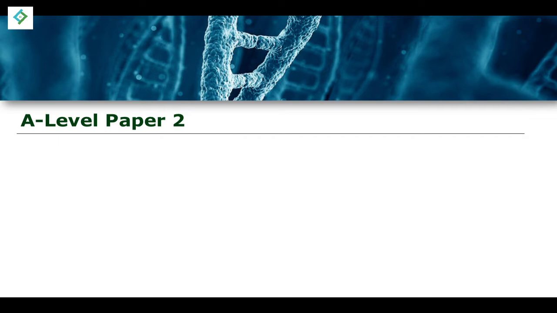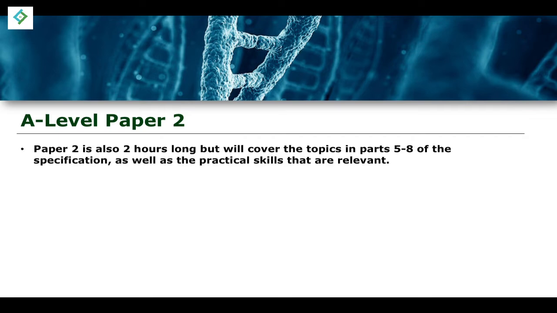Paper 2 is also 2 hours long, but in paper 2 you cover topics 5 to 8, so you will cover all of the A-level topics of the specification. And again, you will also cover the practical skills that you do alongside the studying of the actual subjects themselves. So you will do practical experiments, or you will look at and examine some practical experiments for sections 5 to 8 of the specification, and there will be questions about your practical skills in that paper as well, and we'll talk about that at the end of this lesson.